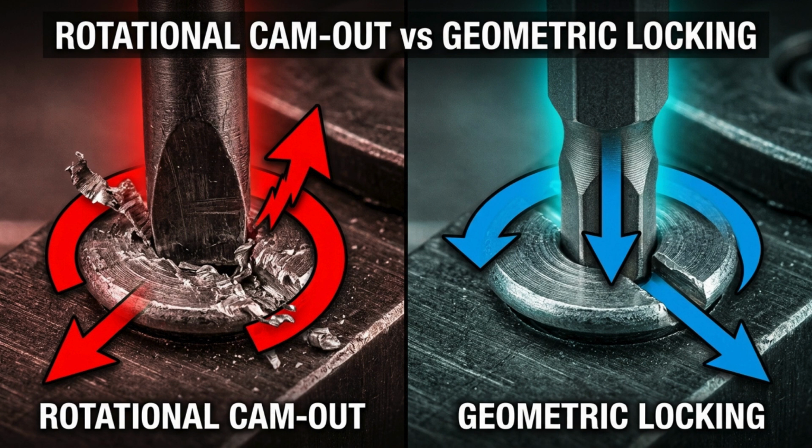Phillips cam out, rotational torque slippage. Using a screwdriver that is one size too small physically forces the tool to ramp up and slip out of the screw head under pressure, stripping the metal. You must match the exact geometric angle of the bit to mathematically lock the rotational torque transfer.